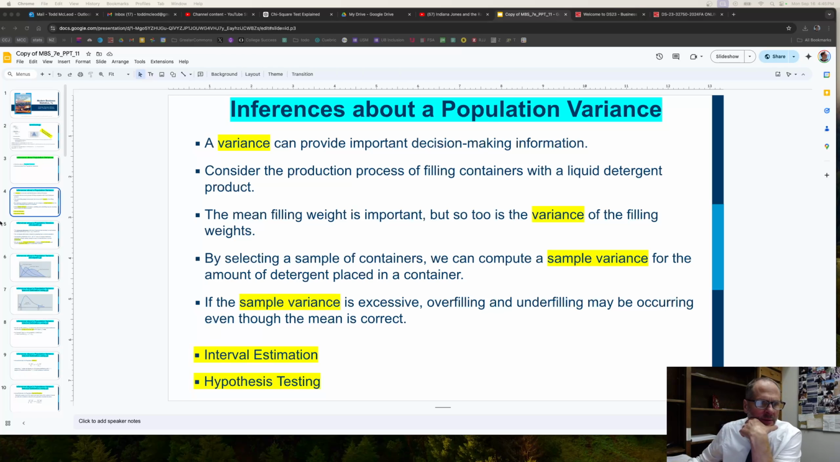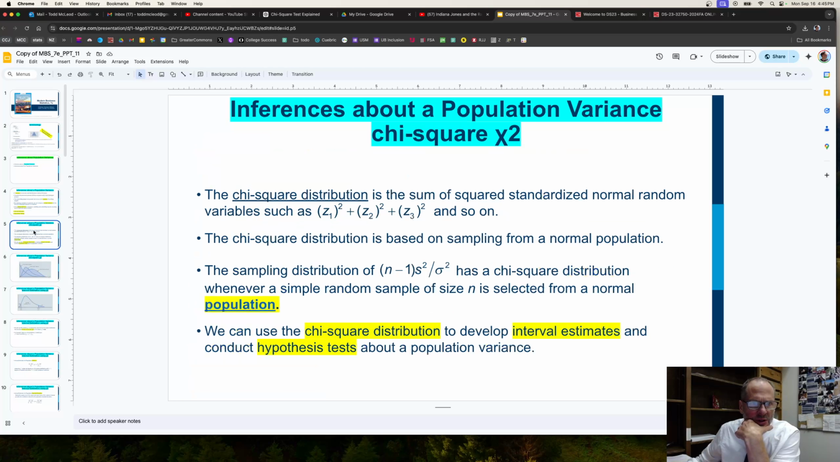I'm back. All right, so inferences about a population variance is chi-square, and the chi-square distribution is the sum of squared standardized normal random variables. So we're going to use a new type of distribution table for figuring out our distribution and our percentages and whether we reject or do not reject, and it's going to be chi-square.